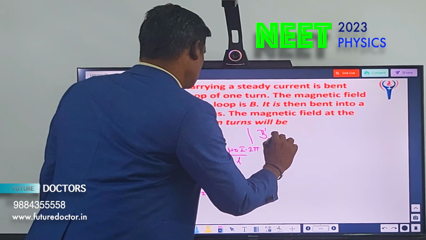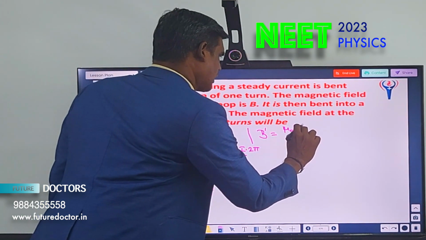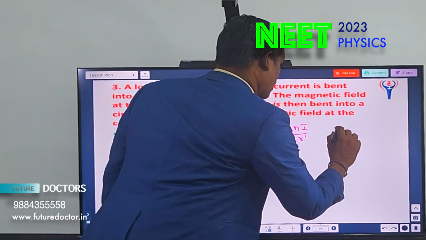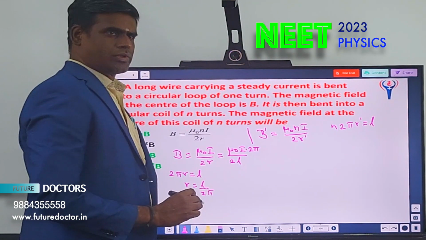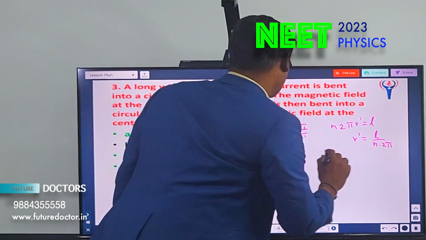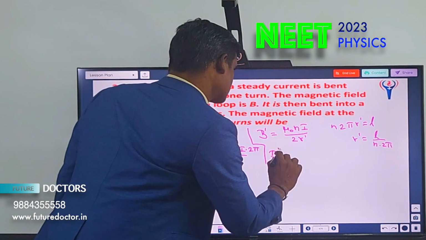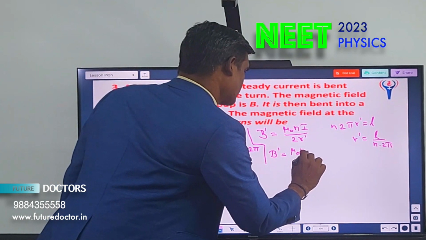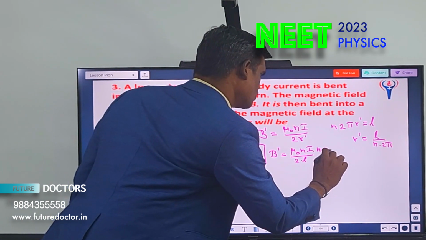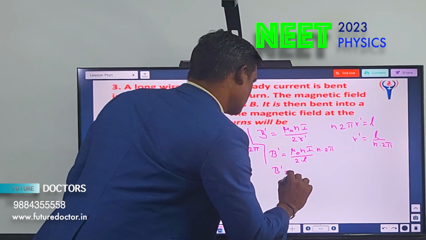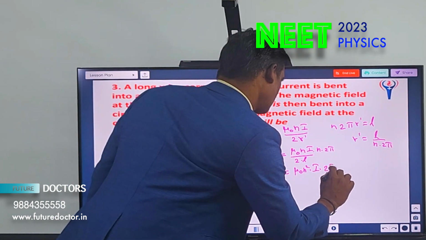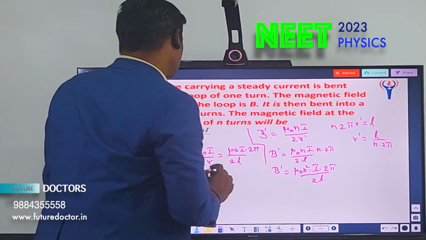Next, for B dash, what's the formula? Mu naught N I by 2 R dash. And for this, N into 2 pi R dash equal to L, then R dash equal to L by N into 2 pi. Substitute this here. Then B dash equal to mu naught N I by 2 into L by N into 2 pi. Then reduce, B dash equal to mu naught N square I into 2 pi divided by 2L. And you want to find B dash by B.